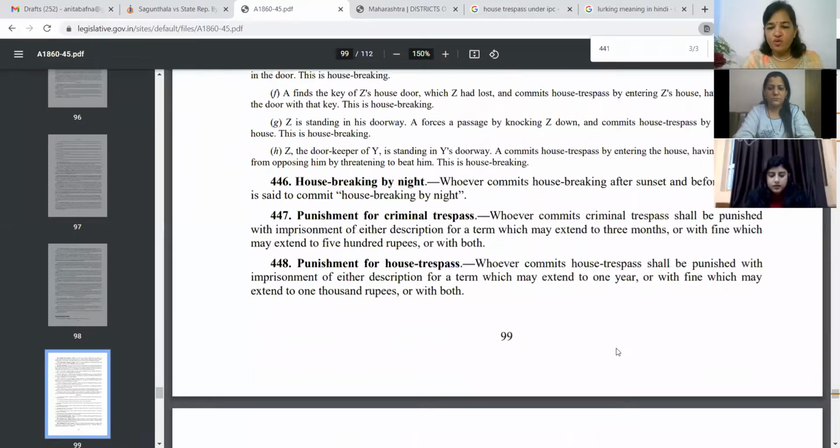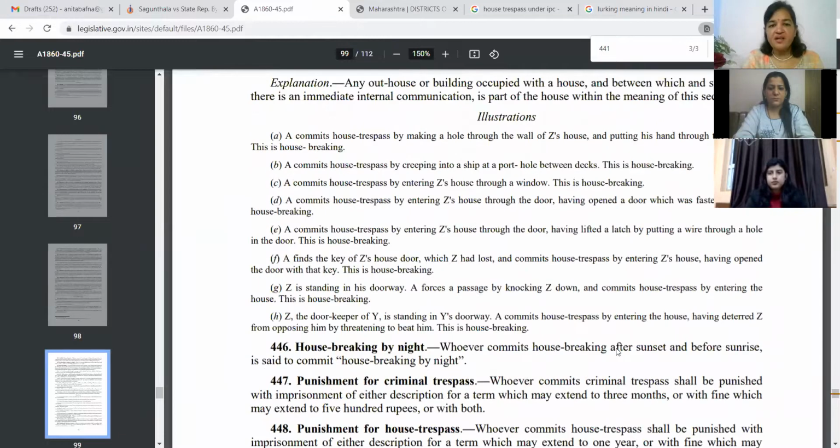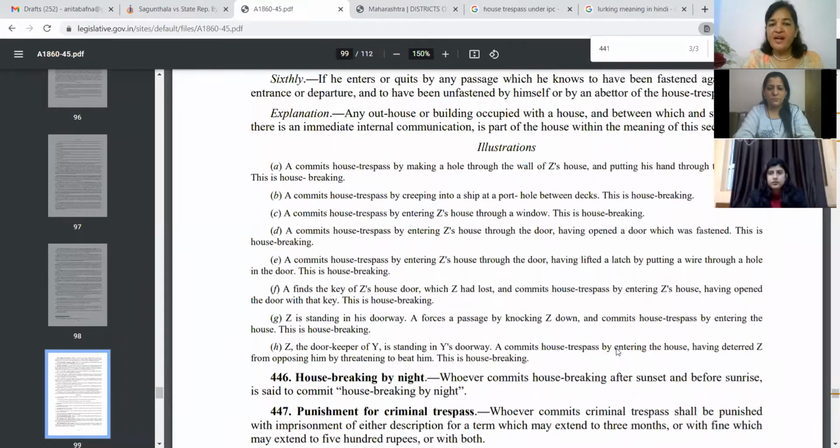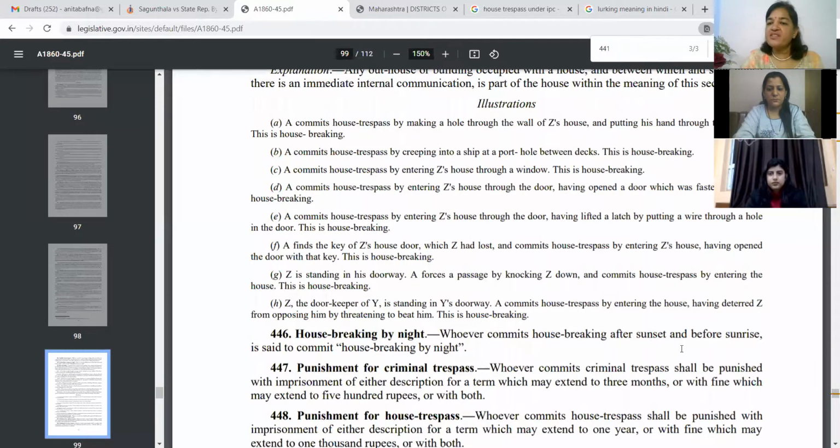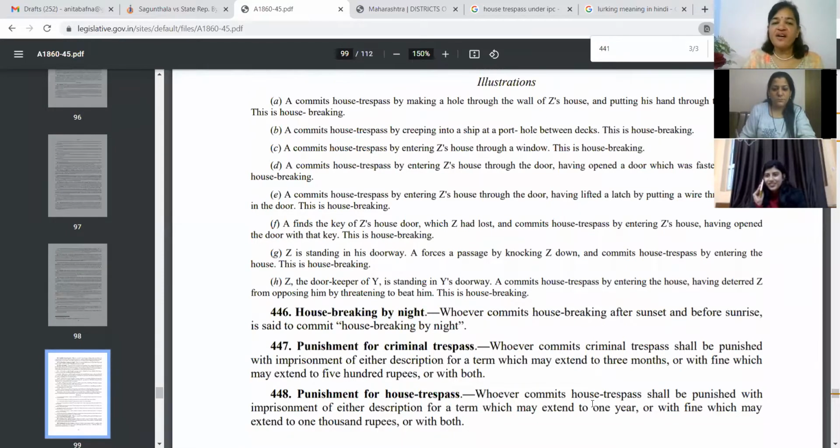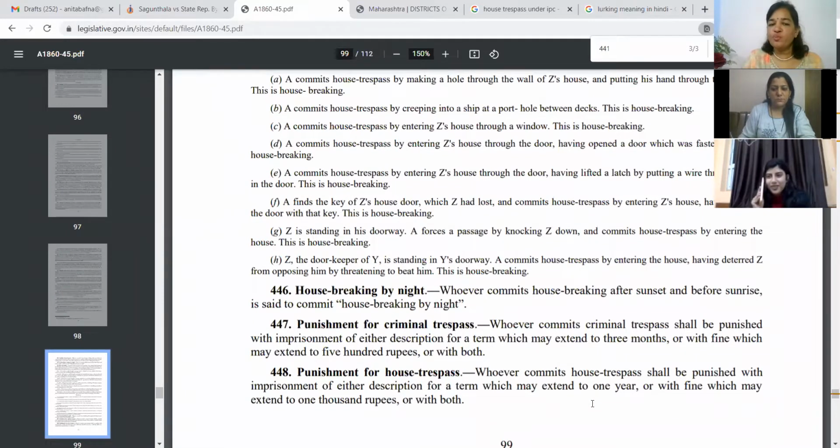Now next we go to 446. There is house breaking by night. Whoever commits house breaking after sunset and before sunrise is said to commit house breaking by night. Next is a very important section, punishment for criminal trespass. Whoever commits criminal trespass shall be punished with imprisonment of either description for a term which may extend to 3 months, or with fine which may extend to 500 rupees, or with both.